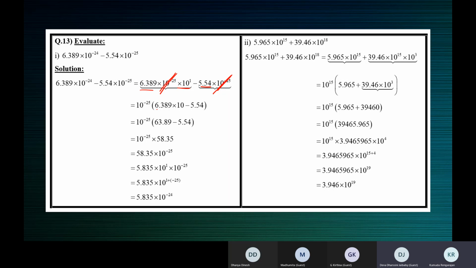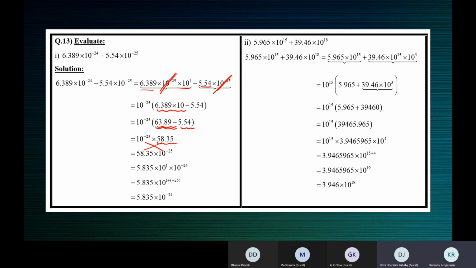After that, what is 6.389 into 10? 63.89. That is the third step. What is 63.89 minus 5.4? 58.35. That's the next step. I've just written it the other way: 58.35 into 10 to the power of minus 25. I've just exchanged it and written.